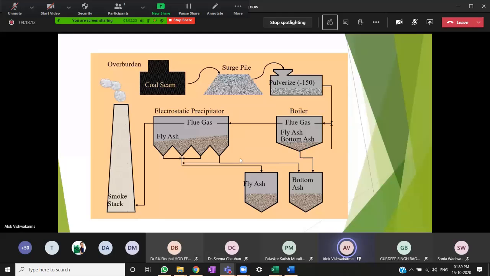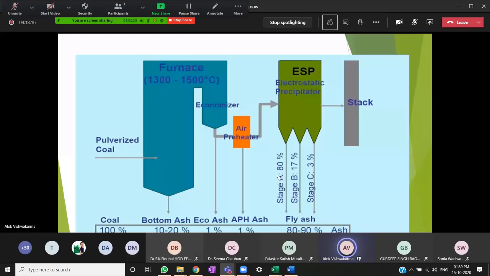In this slide, you can see the pulverized coal is burnt here in the furnace. Temperature is very high, 1300 to 1500 degrees Celsius. Here we directly get the bottom ash, around 20% of total ash. Then some ash is collected in the economizer, in the eco hopper, about 1%. Then in the air preheater, there is also about 1%. Then the electrostatic precipitator is installed exclusively to collect this fly ash, otherwise it will go to the stack and pollute. This fly ash is around 80 to 90%.